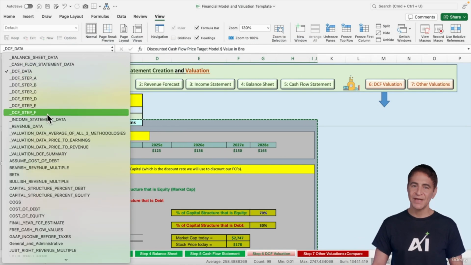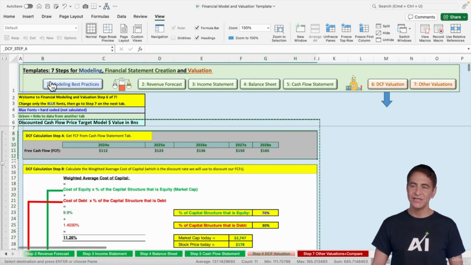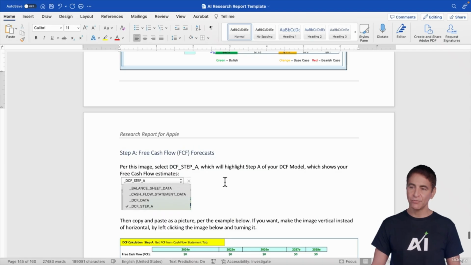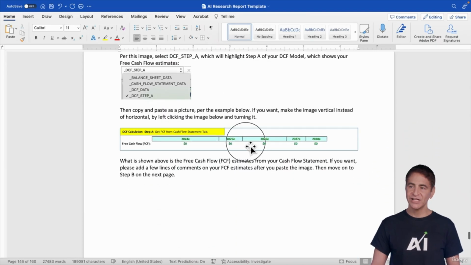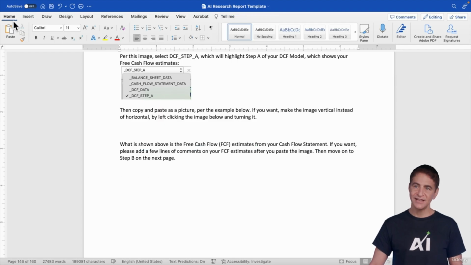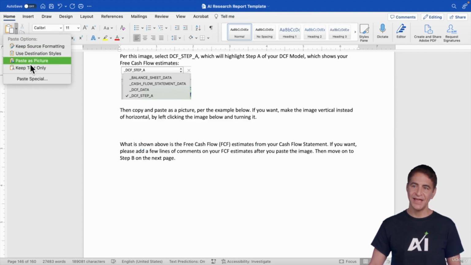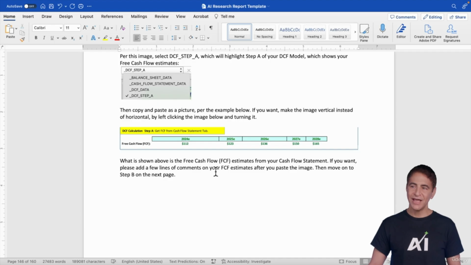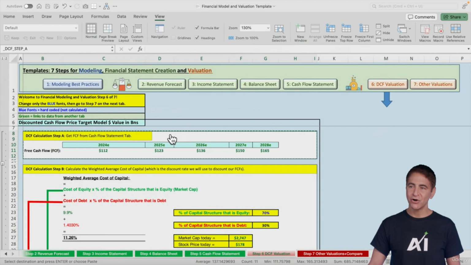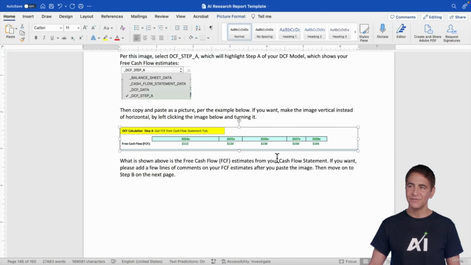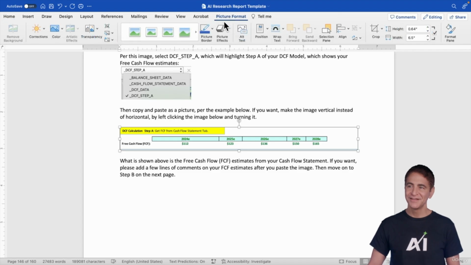Step A through step F. So for step A, you can even copy this directly into your statement, into your report here. So free cash flow. Let me delete that and paste special here for step A. And you can always add a frame to this to pretty it up by going to picture format, picture border.